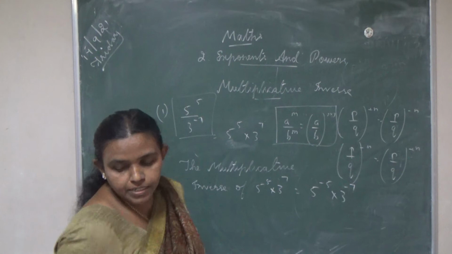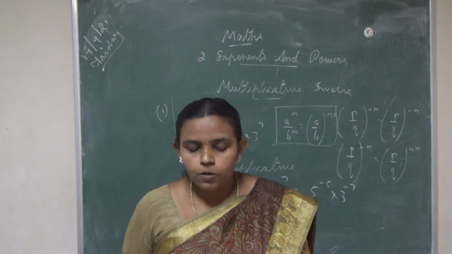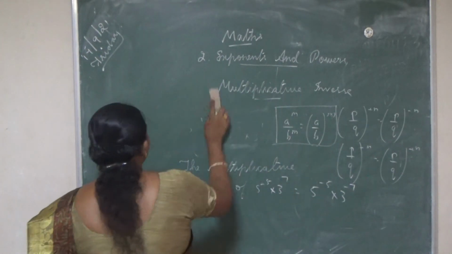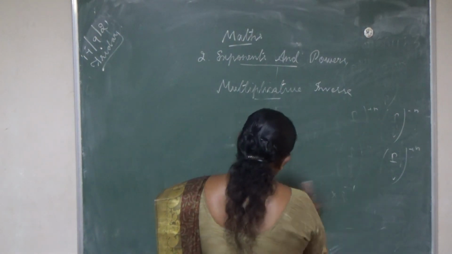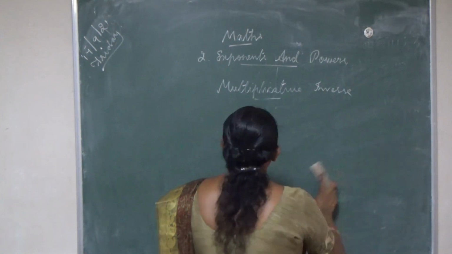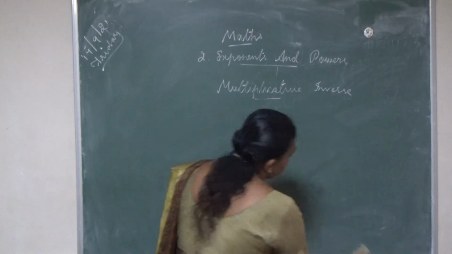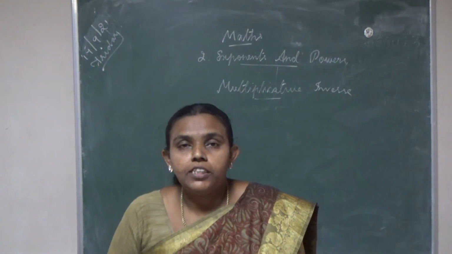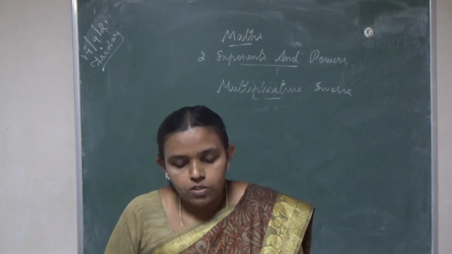So the next question: write the reciprocals with positive exponents. You have to write the reciprocal, or find the multiplicative inverse, and then convert that into positive exponents. First you have to write the multiplicative inverse of that problem. After that you have to convert that to positive exponents.